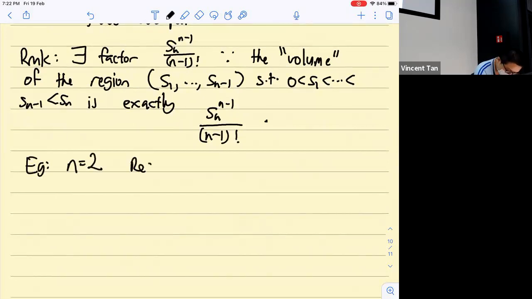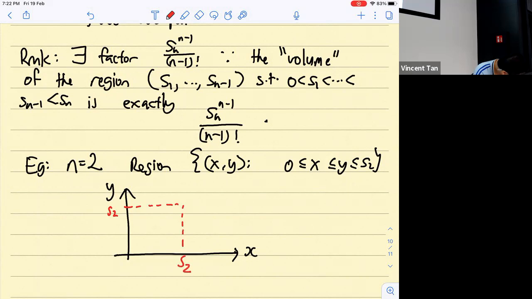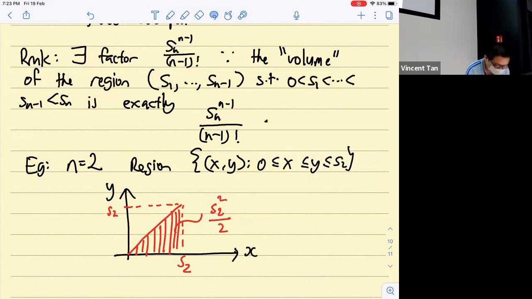N equals to 2. So the region is what? The set of all possible x, y such that 0 is less than x, less than y, controlled by S2. What is the size of this region? Let's draw it. Okay, so this is the x-axis, this is the y-axis, and this is S2. We are in this region here where x is smaller than y. Now, the square has what area? S2 squared. This part has area S2 squared over 2. This is for the case n equals 2. That's the reason why we have this extra factor. So for n equals to 2, this specializes to S2 squared over 2.